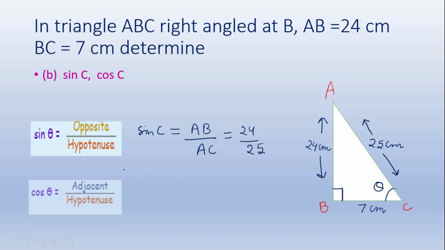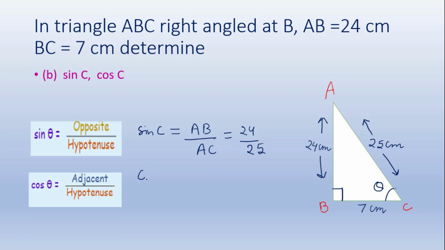Now again for cos theta we have cos C. For cos C the adjacent side is which side? BC, and the hypotenuse is AC. So here BC by AC will be 7 by 25. So this is your answer. So I hope this much is clear to all of you.